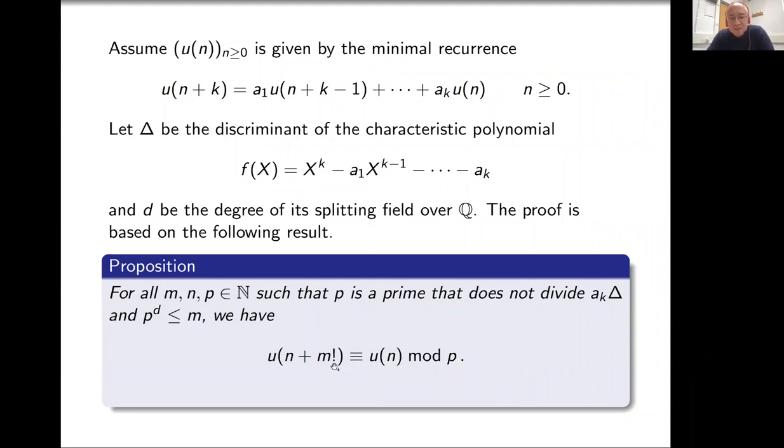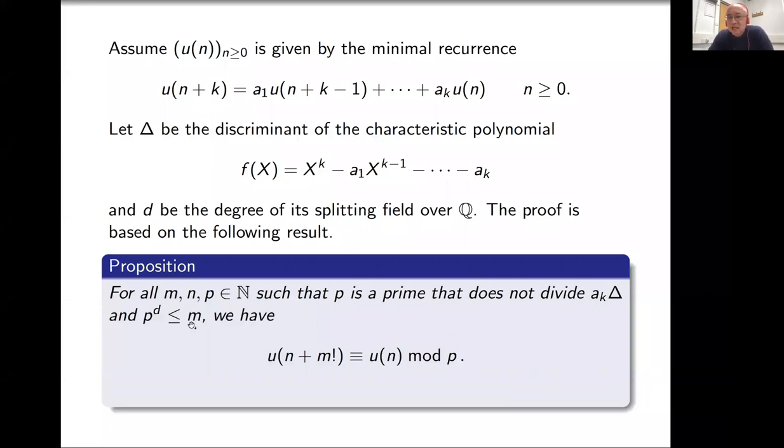And the proof of this is very easy. It's basically Fermat's theorem in algebraic number fields. So what you do, you look at, let's say alpha is a characteristic root of that sequence. And that sequence is a linear combination of alpha to the power n. So I look at alpha to the power n plus m factorial. Now p is very small. Alpha, let's say, is invertible modulo p.